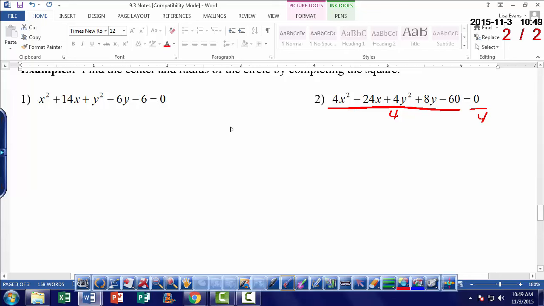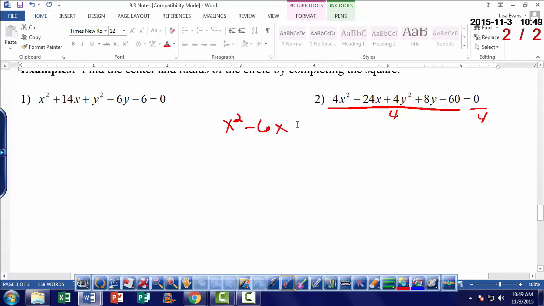When I do that, I get x squared minus 6x plus y squared plus 2y minus 15 equals 0. Now I'm where I was here. I'm going to go ahead and keep my x's together. So x squared minus 6x plus blank. Then I'm going to do y squared plus 2y plus blank. I'm going to move my 15 over, so I'm going to add 15 to both sides. And because I have 2 numbers I'm going to add on the left, I'm going to have 2 numbers that I need to add on the right.